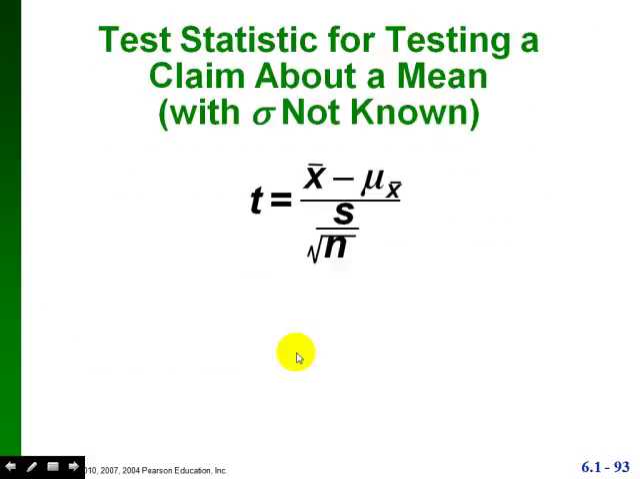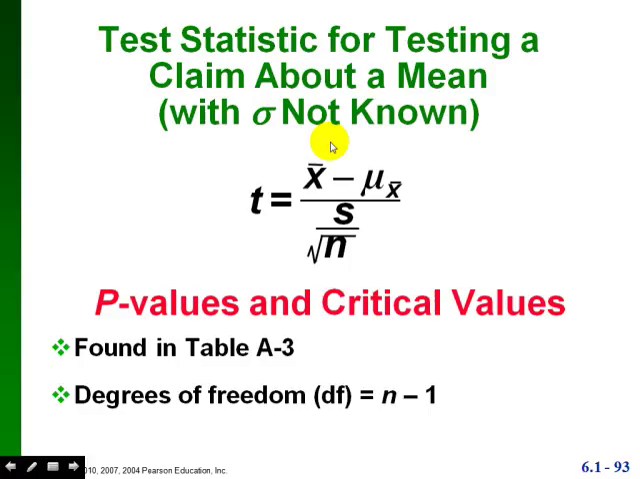Here's the formula for our test statistic. And again, the x bar right here, the s, and the n all come from our sample data. The mu with the little x right here comes from our null hypothesis. So in this formula, this is the only number that comes from the null hypothesis.